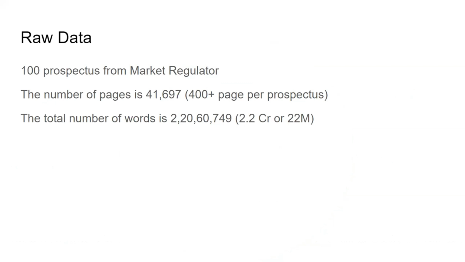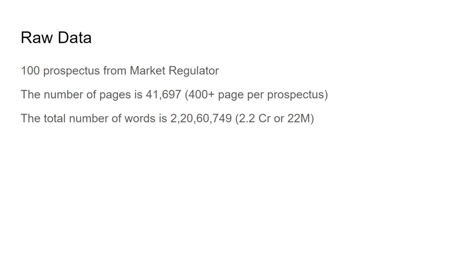So this is what we did, and this is very, very preliminary work. Again, as I told you, the data is publicly available. We collected 100 prospectuses, and 100 is a very good amount because the number of pages in a prospectus is pretty large, like 400 to 500 pages, and it contains every disclosure required by the market regulator. For example, all the risks and all the litigations you have to disclose.